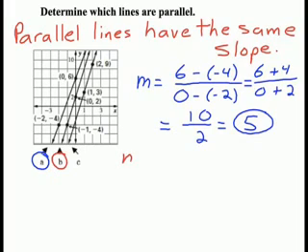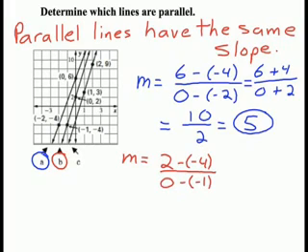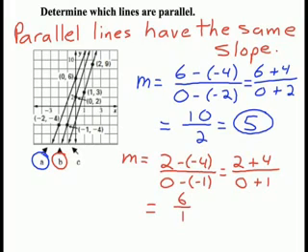Now we must find the slope of line B. So we use the 2 points, (0, 2) and (-1, -4). So we have 2 minus -4 over 0 minus -1. So that's 2 plus 4 divided by 0 plus 1. And that equals 6 over 1, which equals 6. So the slope of line B is 6.